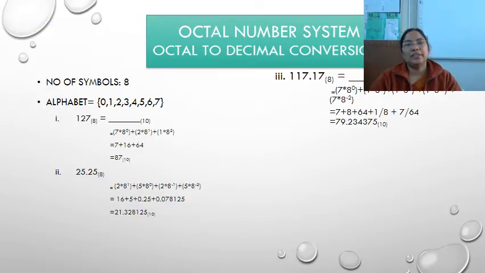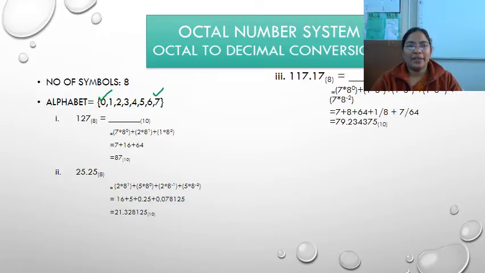Now let's proceed with the octal number system: octal to decimal conversion and decimal to octal conversion. See, how many symbols are there in octal? As the name indicates, octal means 8 different symbols. So what are the 8 different symbols? 0, 1, 2, 3, 4, 5, 6, 7. Because we started with 0, it will go up to 7 only. Okay, remember this.